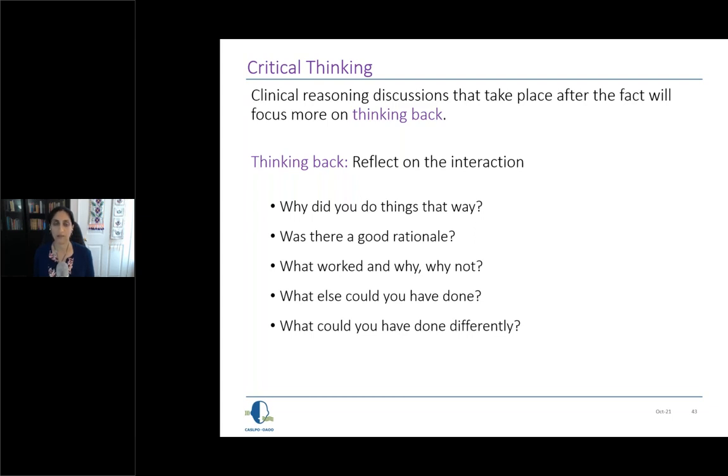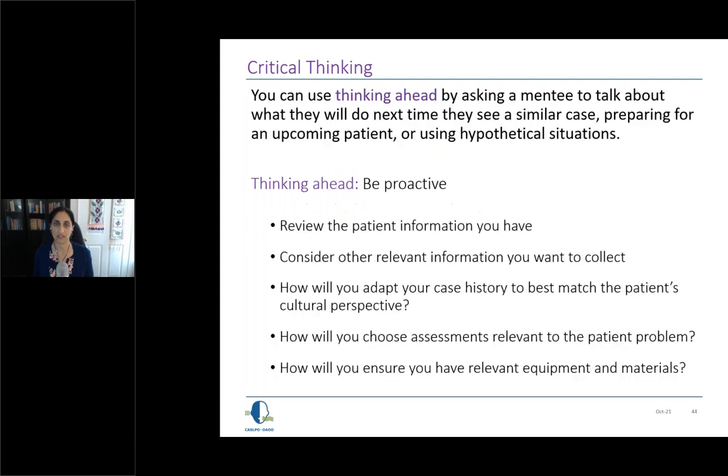So you'll see that a lot of the questions on this slide also relate to the clinical reasoning processes. So in terms of being flexible and considering options and patient context and information, these are all questions that relate to those processes as well. So moving on to thinking ahead.